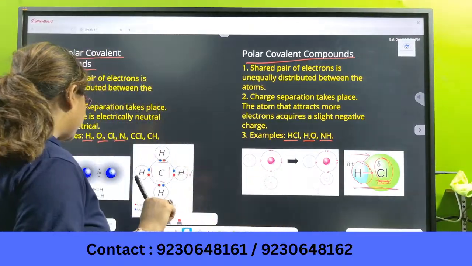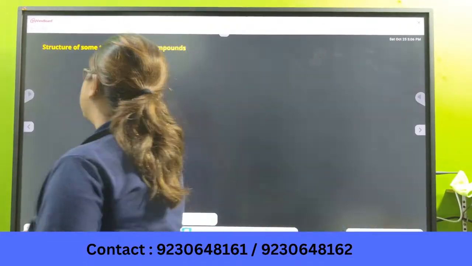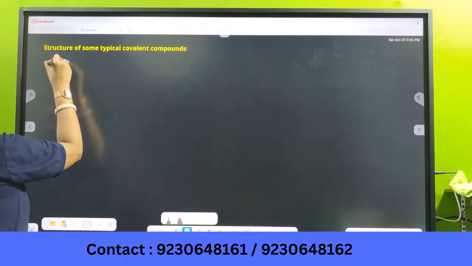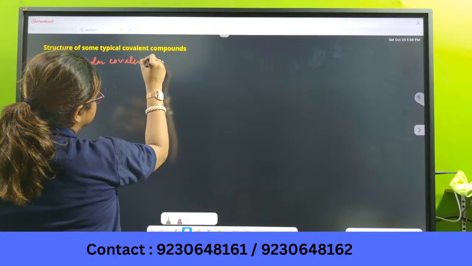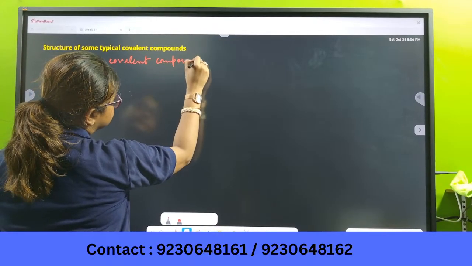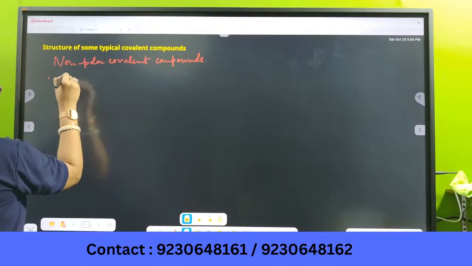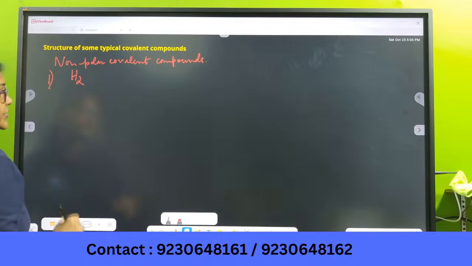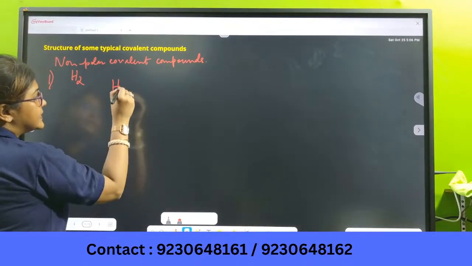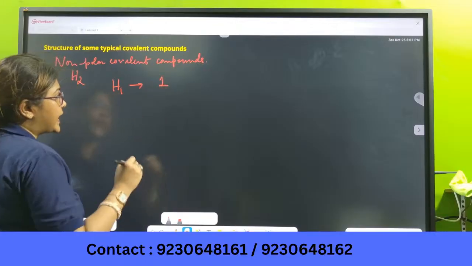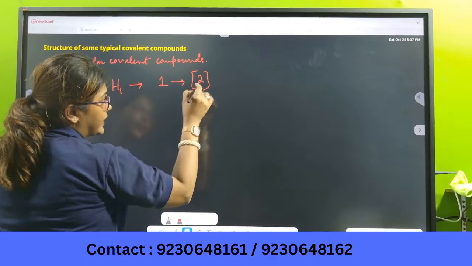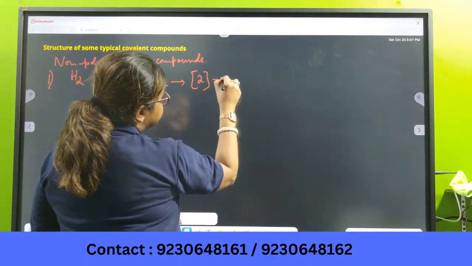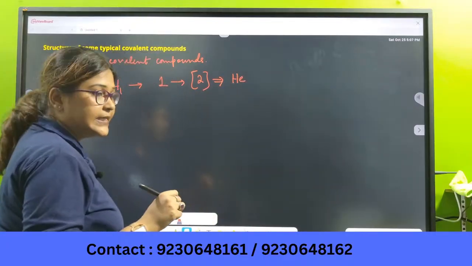Covalent compounds. Now you come to the structure of some typical covalent compounds. First I will start off with some non-polar covalent compounds. The first one is hydrogen. Hydrogen, as it has atomic number 1, has one electron in its outermost orbit, so it will try to acquire one electron to reach the stable noble gas configuration of helium.